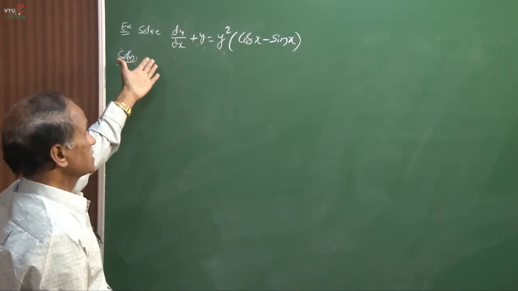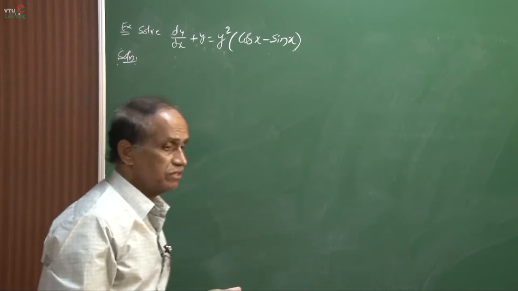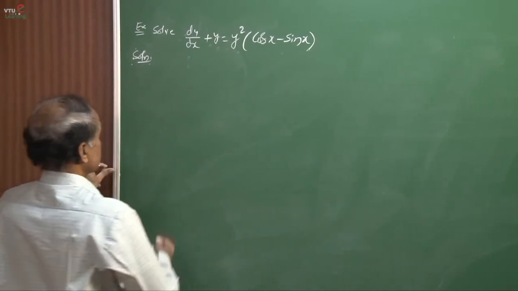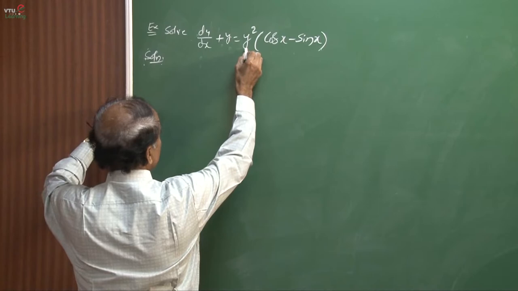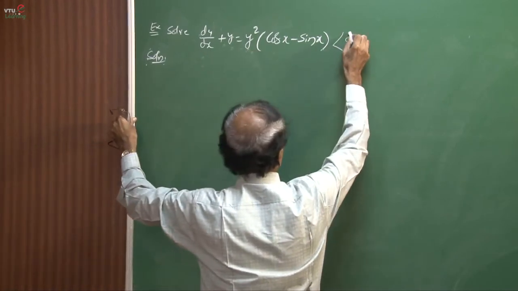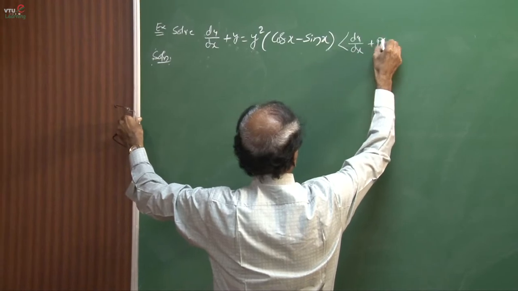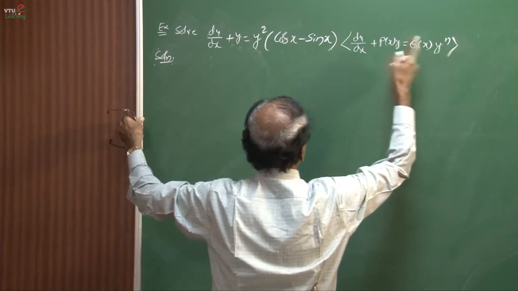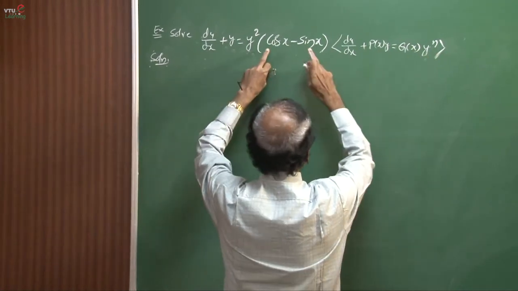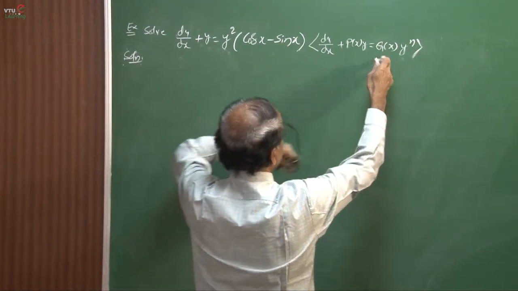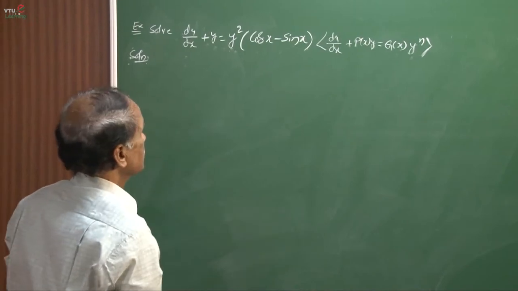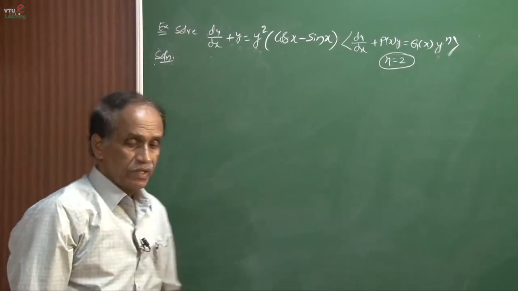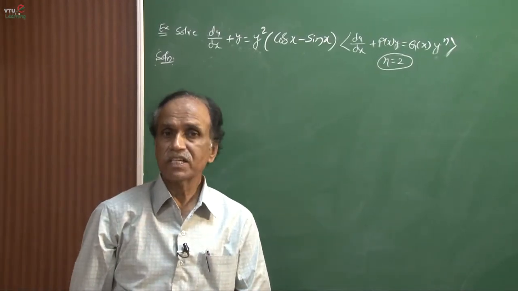When that is the case, we can directly go for division. Whichever term we don't require on the right side, you divide by that and shift that term to the other side. Here we don't want this y square, because your standard form is dy by dx plus p of x into y is equal to q of x into y to the power n. Here y to the power n means y square, and cos x minus sin x is q of x. So n is equal to 2.